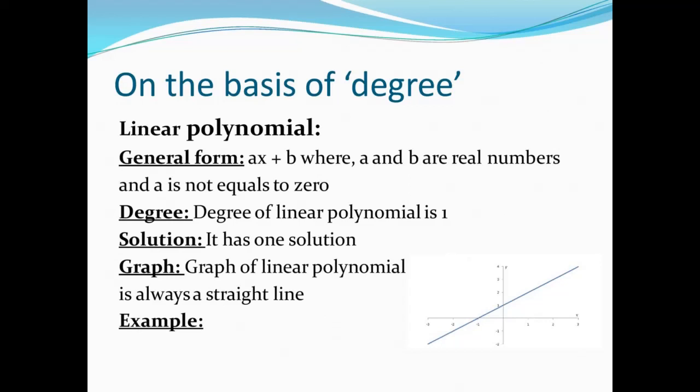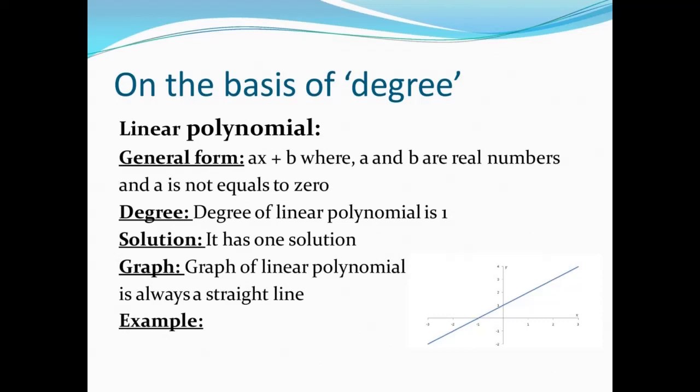Next polynomial is linear polynomial. General form of linear polynomial is ax plus b, where a and b are real numbers and a is not equal to 0. In ax plus b, x is the variable whose highest power is 1. So, degree of linear polynomial is 1.